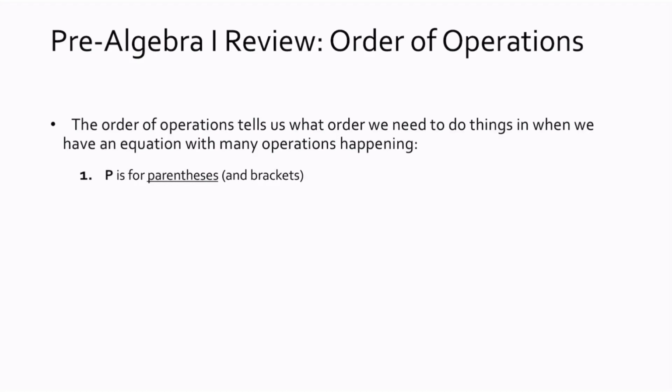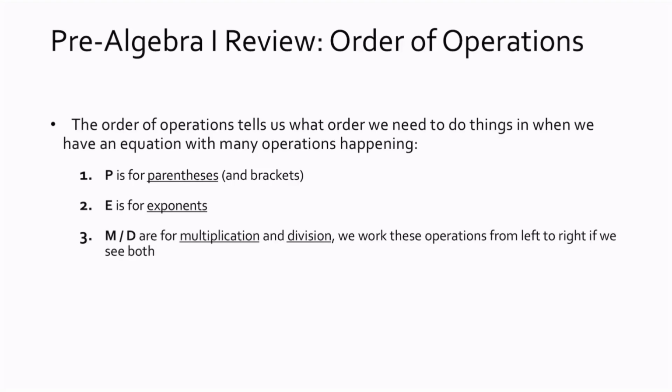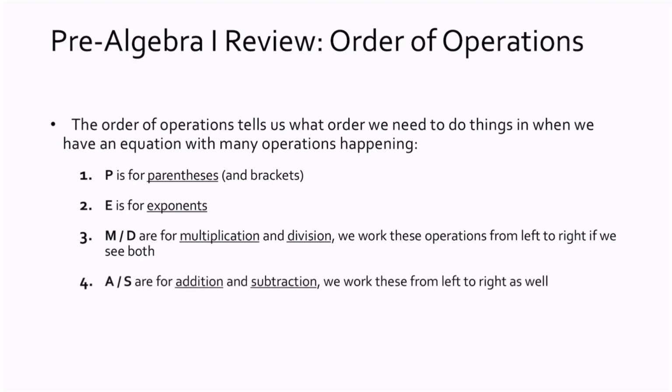So the P is for parentheses and brackets. If you see brackets, they're going to act the same as parentheses. The exponents, multiplication and division, we can work these operations from left to right if you see both. And then addition and subtraction, which we can also work from left to right if you see both in an equation. So let's look at this example here.